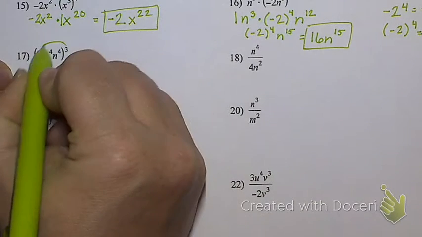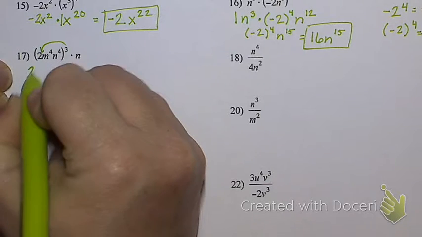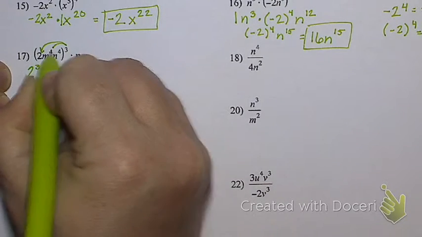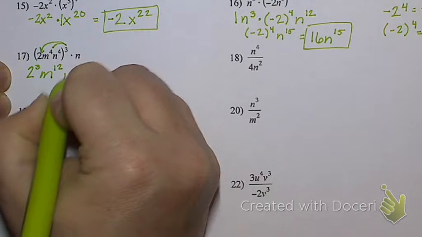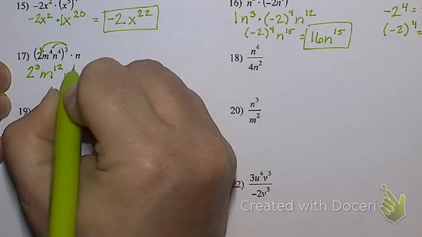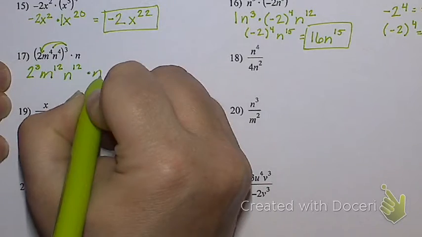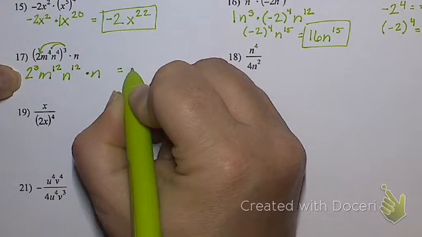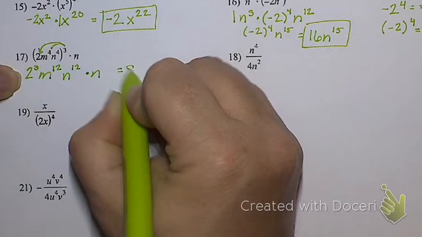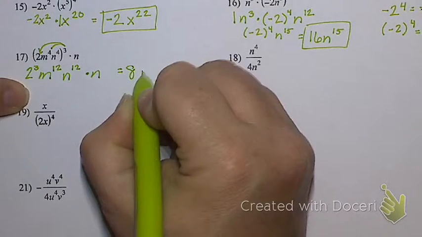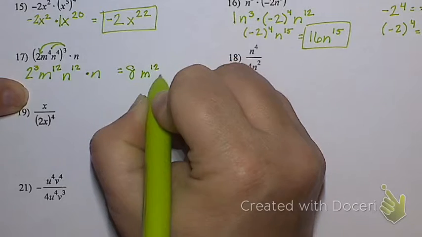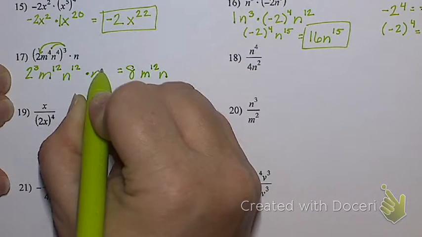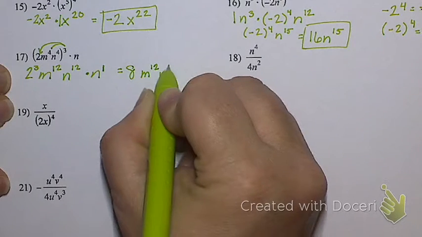All right, so I think I have 2 to the third, m to the 4 times 3 is 12, and n to the 4 times 3 is 12, times an n. What is 2 to the third? 2 times 2 is 4, times 2 is 8. I have m to the 12th, and n to the what? 12 plus 1 gives me 13.